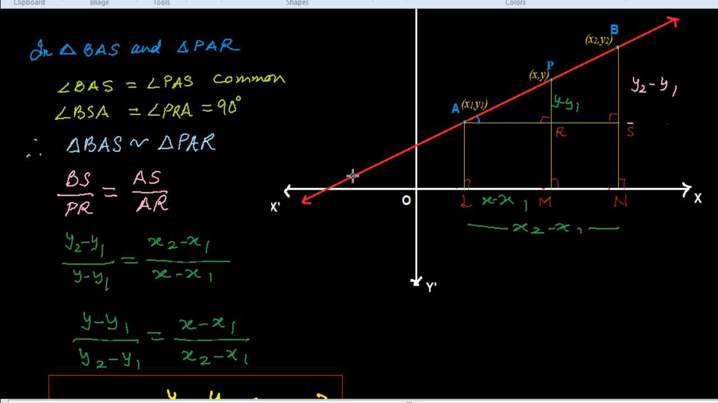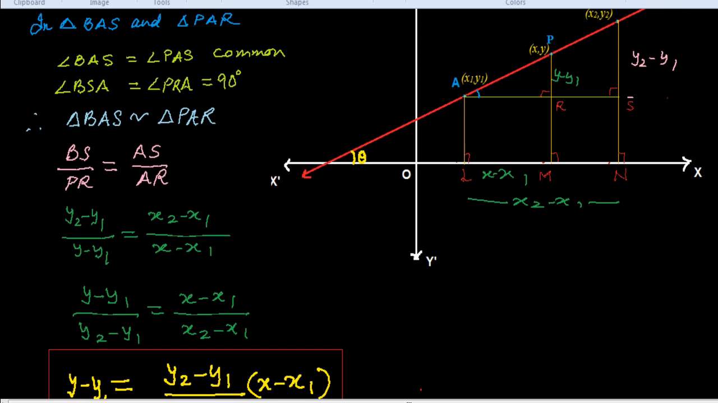How will we get the slope of the line? Look at this: the angle a line makes with the x-axis is theta. If you have to find out the slope, that is equal to tan theta. So we have to find out the slope, which is tan theta. How would we find out that slope?